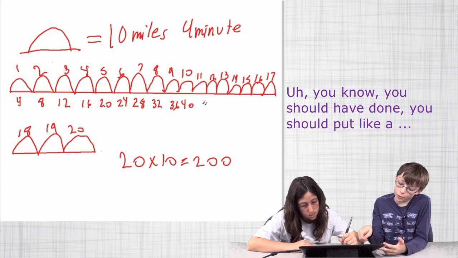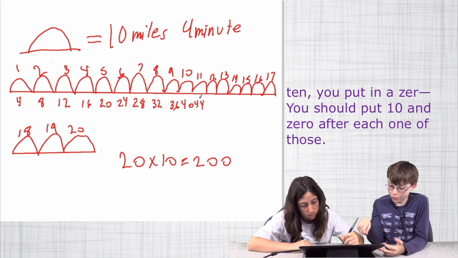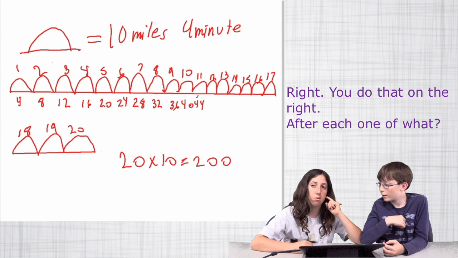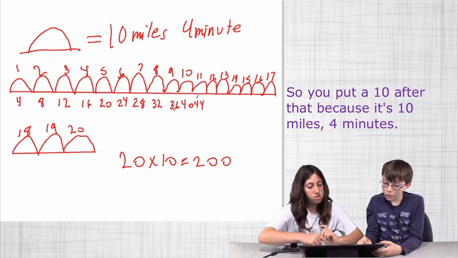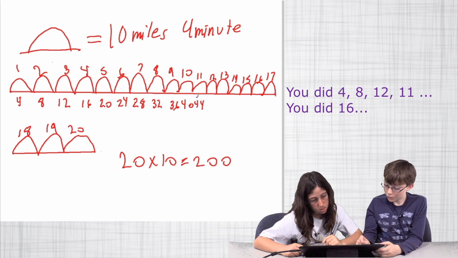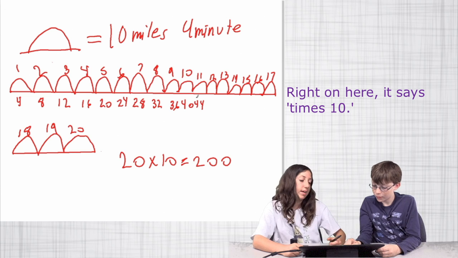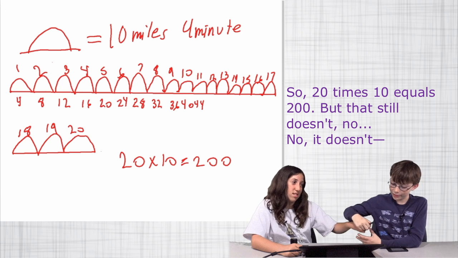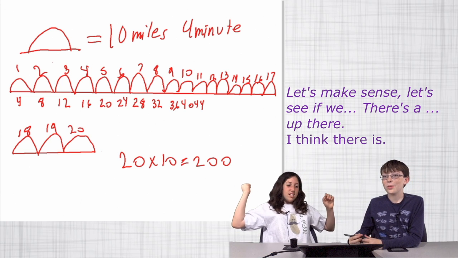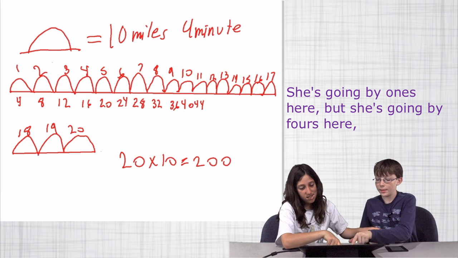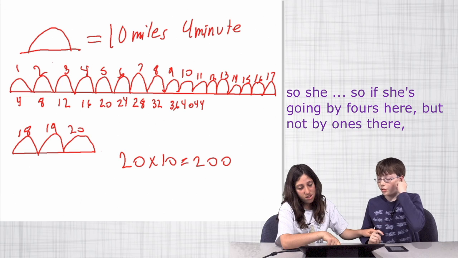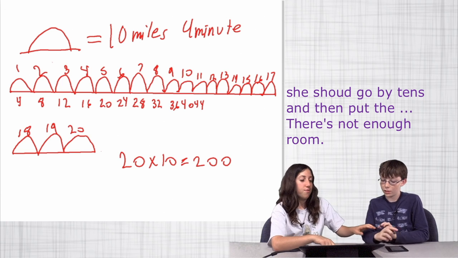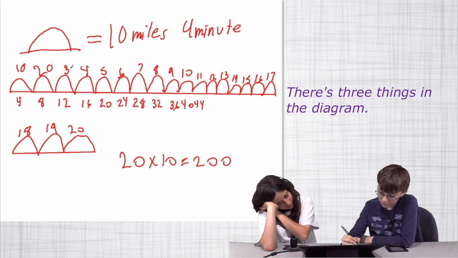You should put like 10. You should put 10 after each one of those, right? After each one of what? So you put a 10 after that because it's 10 miles, 4 minutes. You did 4, 8, 12, 16. No, but here it says times 10. So 20 times 10 equals 200. But that still doesn't. No. Well, let's see. This is tricky. She's going by ones here, but then she's going by fours here. So if she's going by 4 here, but not by ones there, she should go by tens. Well, it's not enough. So it sounds like you can do that. There's 3 things in the diagram.